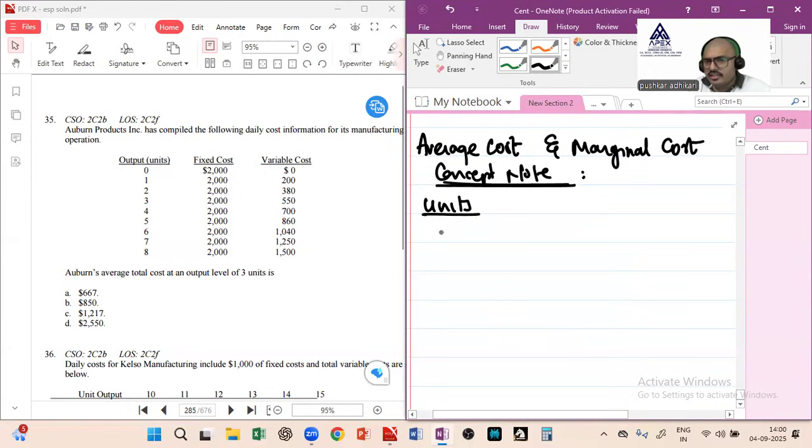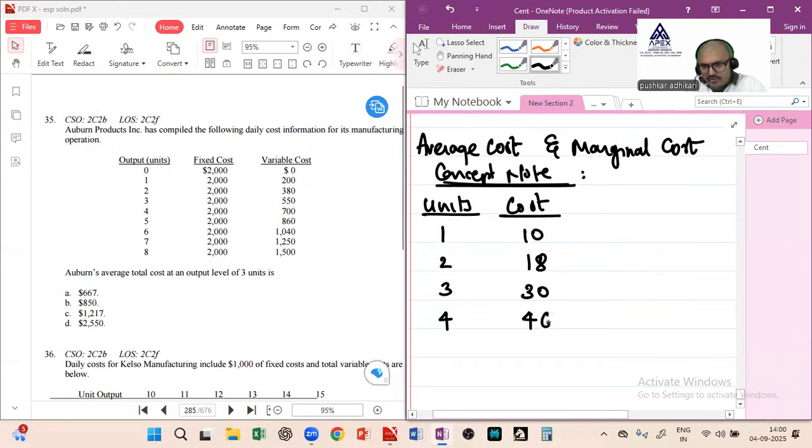Now these are the units that you're selling. 1 unit, 2 units, 3 units, 4 units. Now look at the cost. This is the total cost. For 1 unit, the cost is 10. For 2 units, the cost is 18. For 3 units, let us say the cost comes to 30. For 4 units, the cost comes to 46.